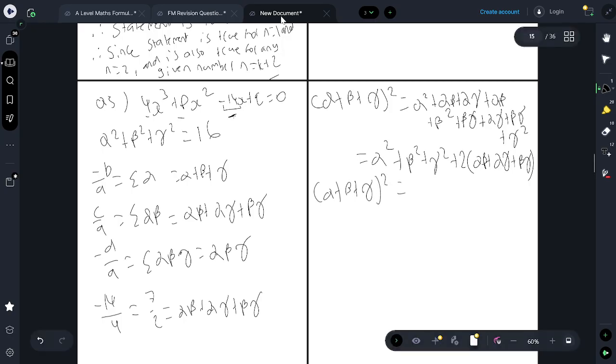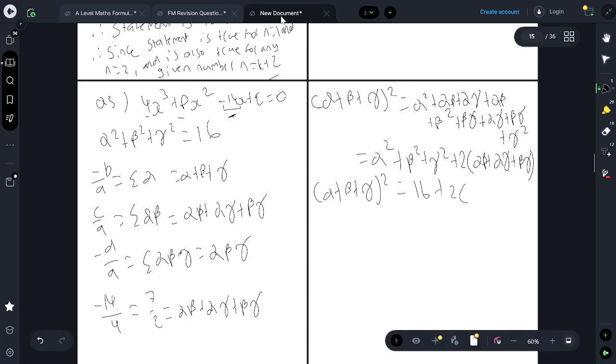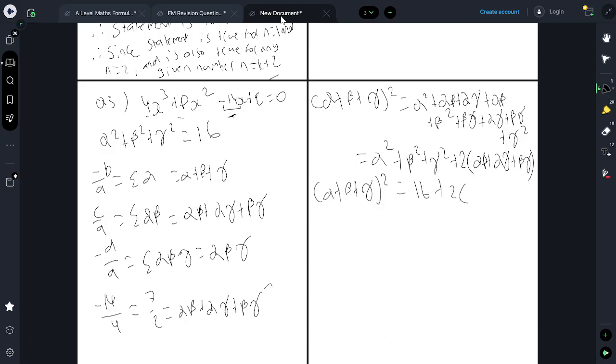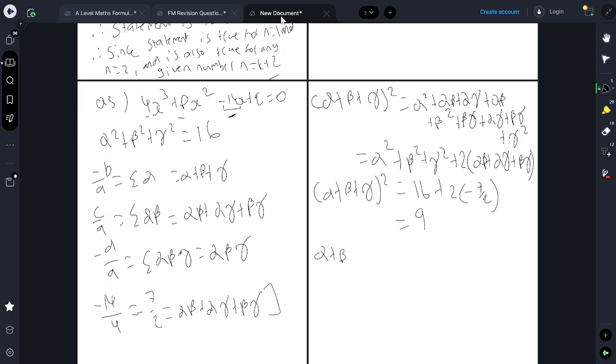So actually, what this is saying is alpha plus beta plus gamma squared. Well, alpha squared plus beta squared plus gamma squared is 16. We were given that, right? We can substitute that in. Plus two lots of, and we know what the pairwise sum is, that is minus 7 over 2. That's two lots of minus 7 over 2. And therefore that will boil down to 9. So actually that means alpha plus beta plus gamma is just 3.